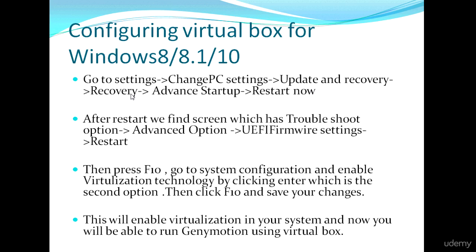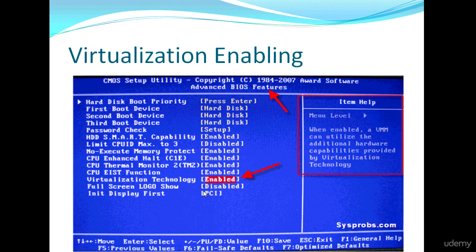After the restart, we find a screen which has a troubleshoot option. In that troubleshoot option, you have to go to the advanced option. Then this UEFI firmware settings will be available, and then you have to click on restart. Then press F10 to go to the BIOS setting, go to system configuration and enable the virtualization technology by clicking enter, which is the second option. So you will get something like this one. It will be disabled, so you have to click on enter and enable it. Once you enable it, you can press F10 and save your changes.